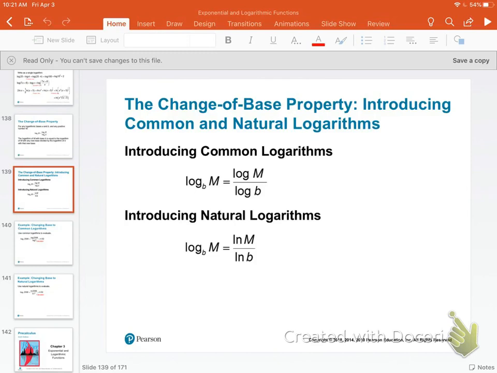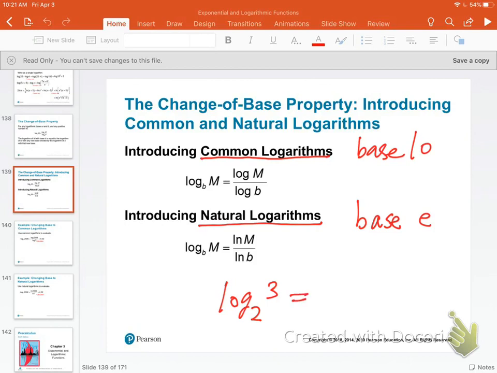Change of base formula. This is actually for calculators or computers. Calculators or computers only have common logs or natural logs. What's common log? Base 10. What's natural log? Base e. Right? e is the special number between 2 and 3. So if you have log base 2 of 3, how do you calculate this in the calculator or computer?